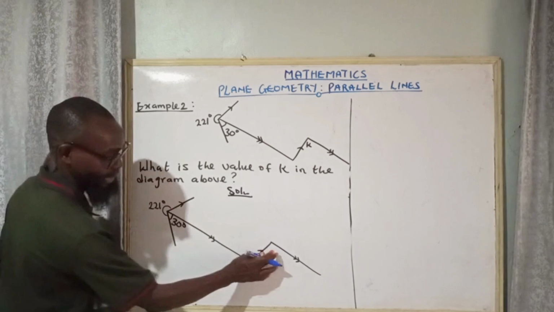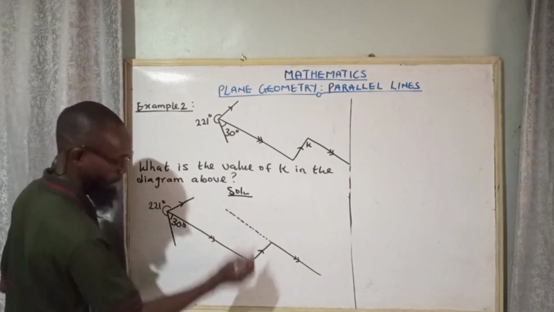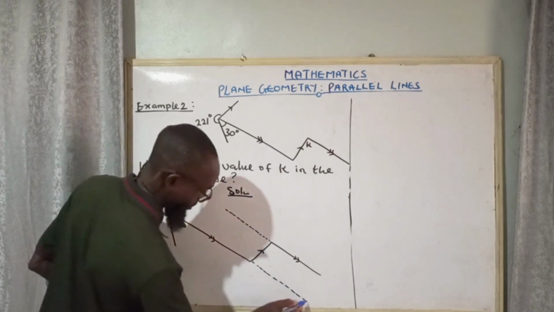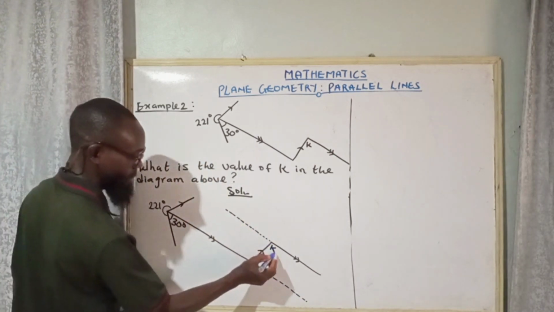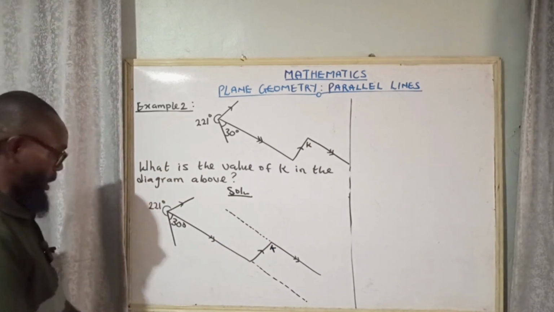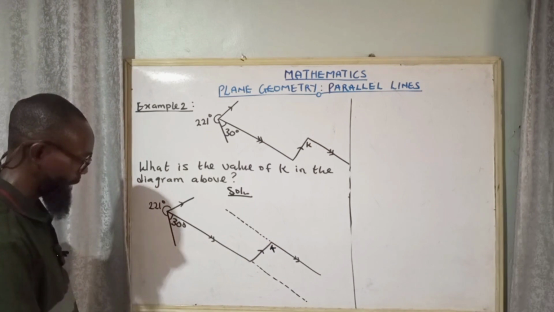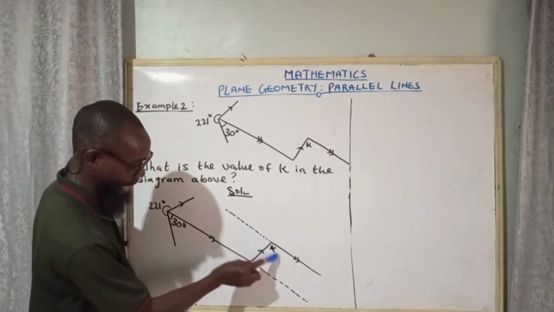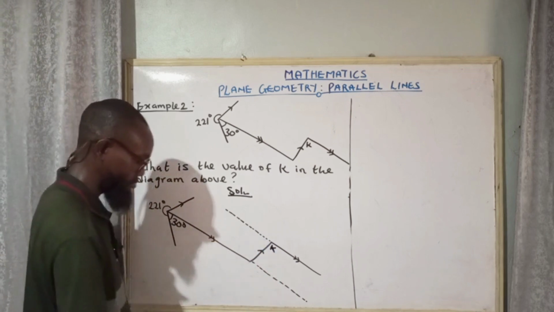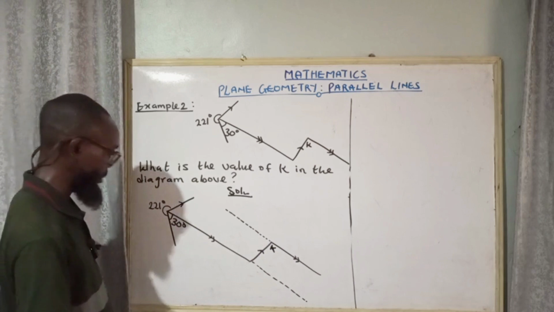When you produce these parallel lines, produce this one backward, this one as well, you can see that they are actually parallel. The angle here is K. I want to find the value of my K here. Definitely, if I'm able to get anything that is here, I can sum this one up to get my K. But let me do it this way first.